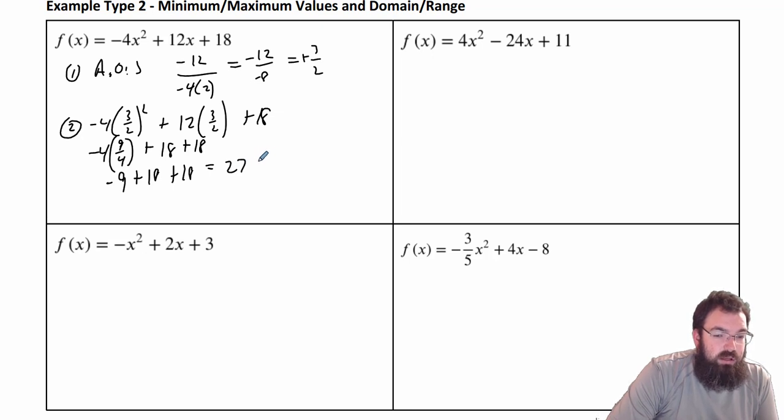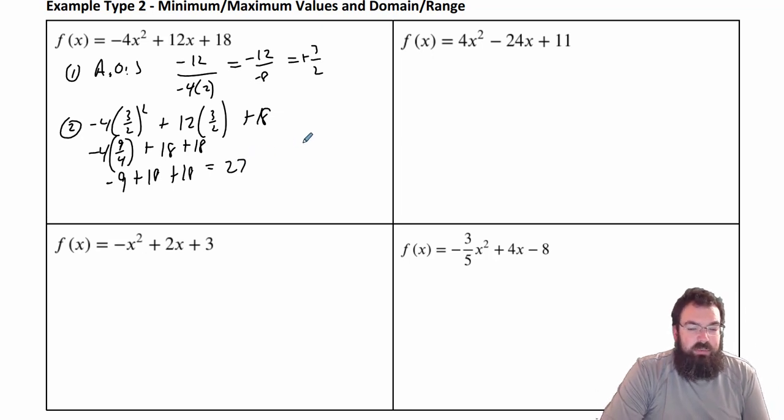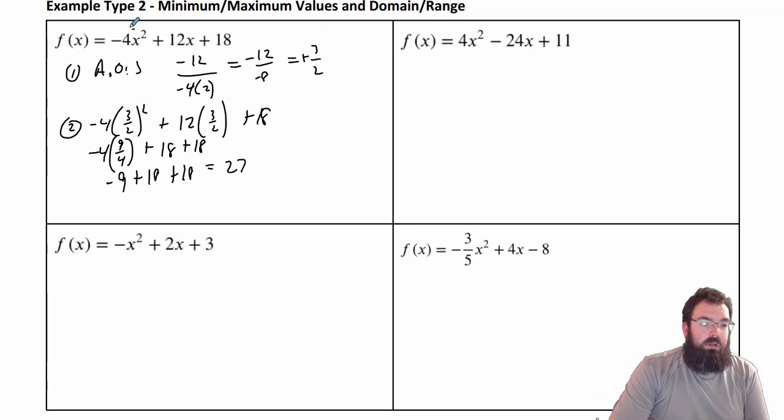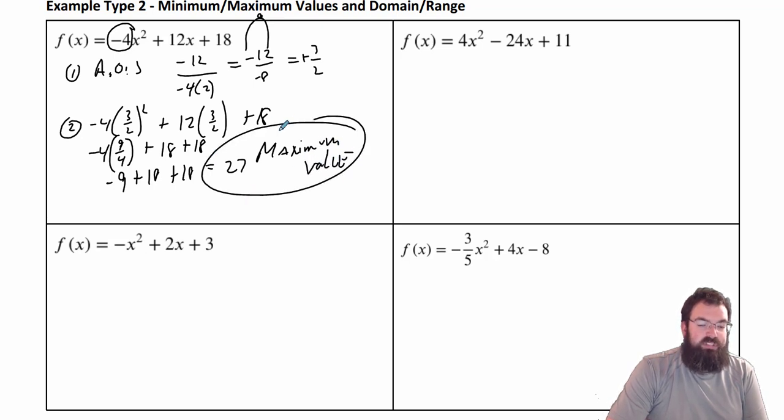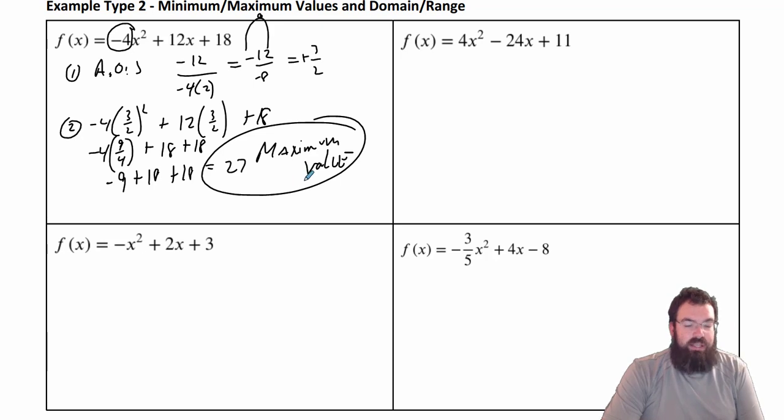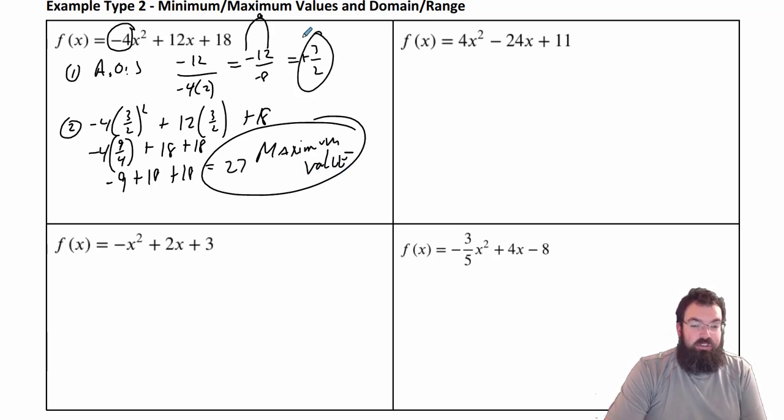So this is the min or max. How do I determine that? Well, this -4 tells me the graph goes which way? The graph goes upside down because it's negative. So if it's upside down, that means the highest point is up here. That means this is a maximum value. So the 27 is a maximum value. If it asked you for the AOS or the axis of symmetry, then it would be just 3/2. Okay? Alright, so that's min-max values.